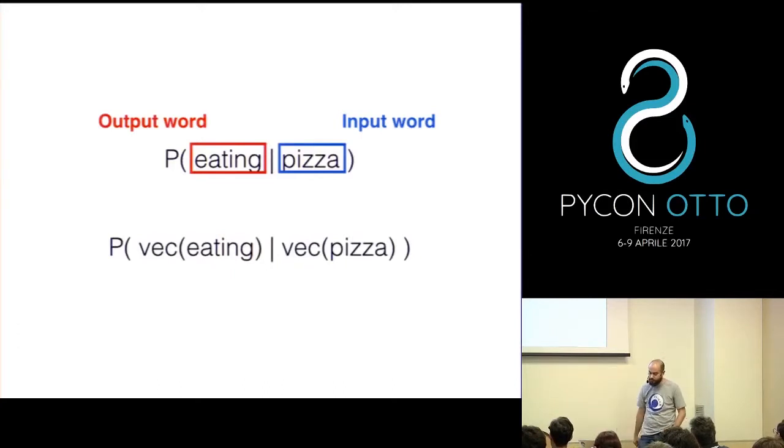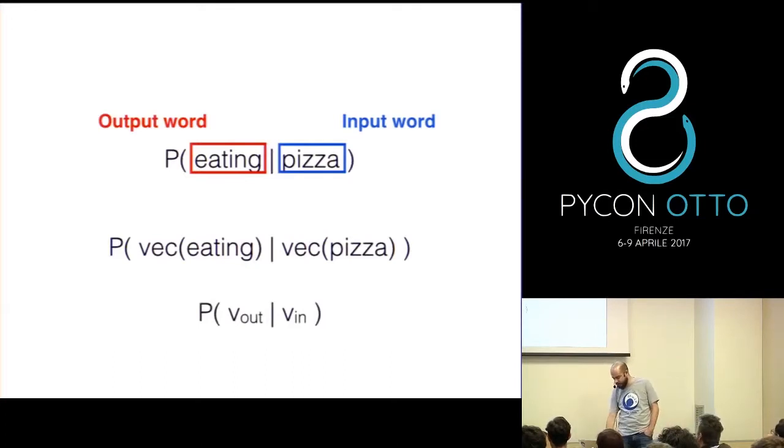Probability of observing the vector for a word given the vector for the focus word. So in the general case, we essentially rewrite the probability in this way: probability of output vector given the input vector. This is just to generalize the case. And we still haven't defined it. So the next step is to work on this.